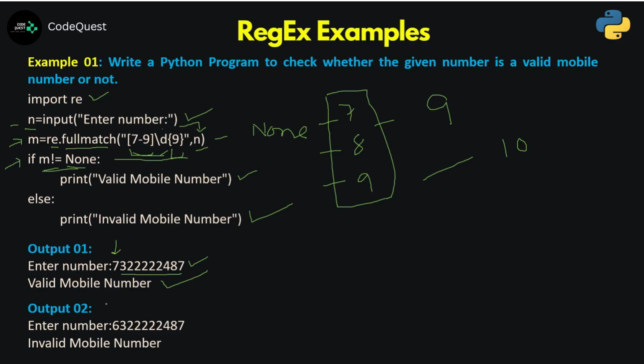Now, in the second case, we have taken a mobile number which begins with 6. As we have mentioned in this pattern, it has to be either 7 or 8 or 9, and we see this first digit 6 is not present in this particular range. Hence this fullmatch is going to return None. Now when I say None not equal to None, that is of course false. So the control comes to the else part, which will print that this mobile number is invalid.